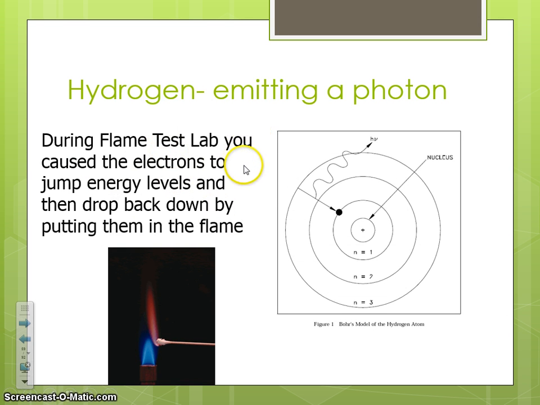So, during the flame test lab that we're going to do, we're going to cause the electrons to jump energy levels and then fall back down. When they're in the flame, they're taking in that energy, they're absorbing, and then as they fall back down, that is when they release the colored light.